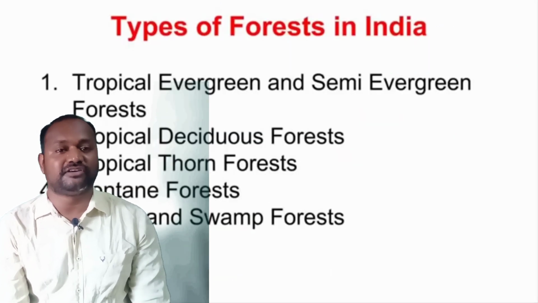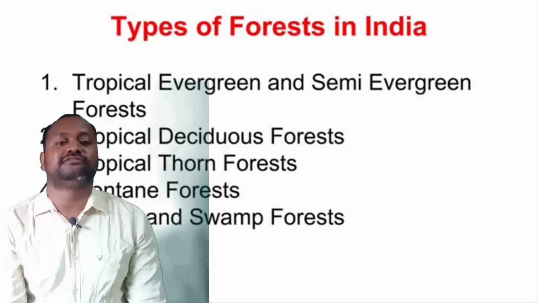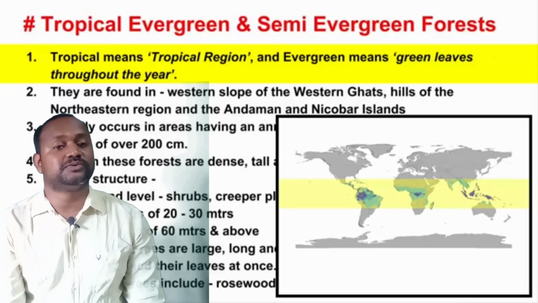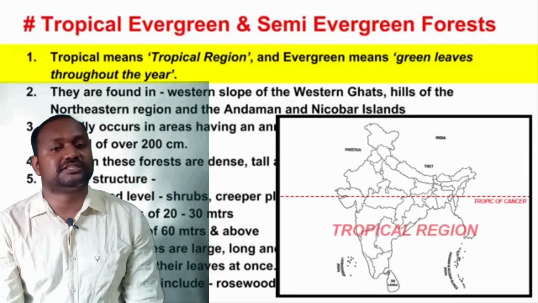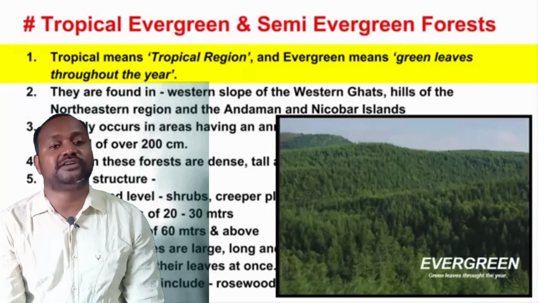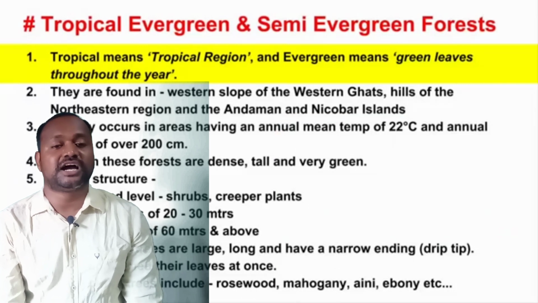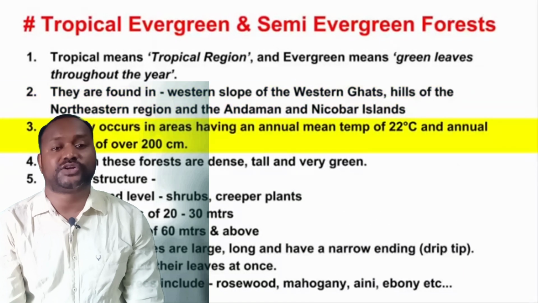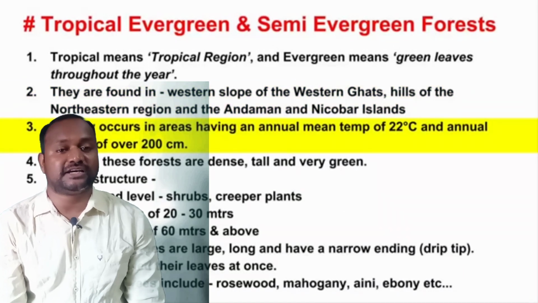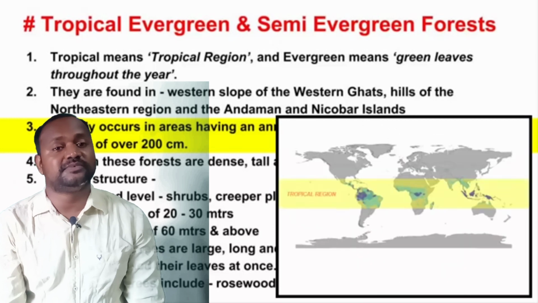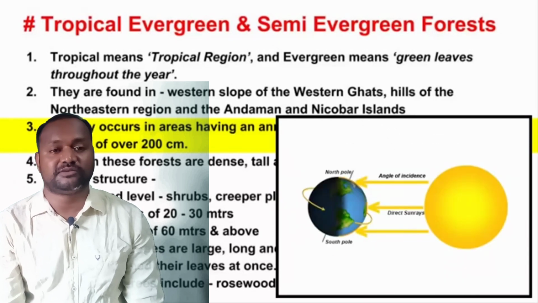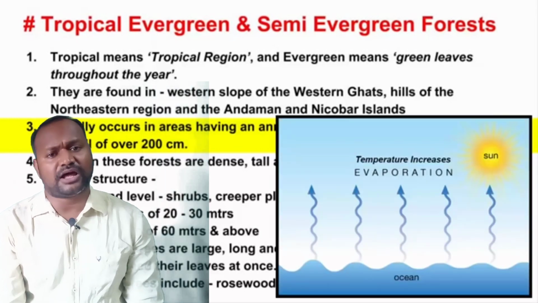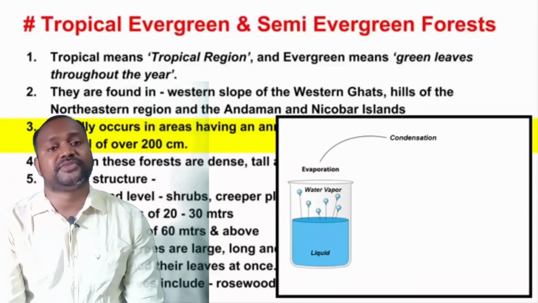Tropical evergreen forest or rainforest. This type of forest is found in regions where India receives more than 200 cm of rainfall. This type of forest is mostly found in the western part of the Western Ghats, some parts of the eastern coastal region, some parts of the northeastern region, and the Andaman and Nicobar region, where we receive more than 200 cm of rainfall. The temperature required is around 25 degrees Celsius.